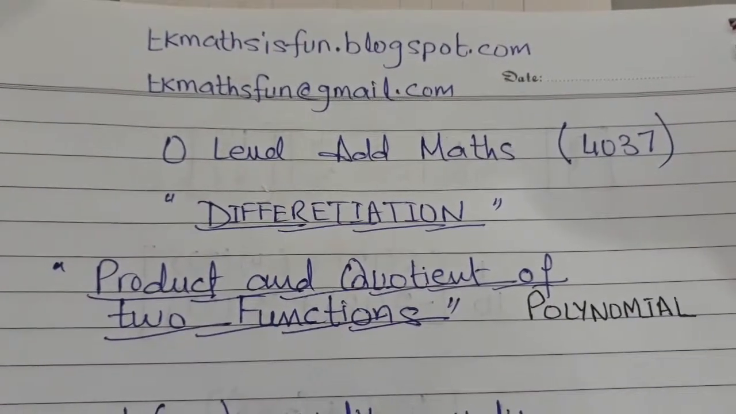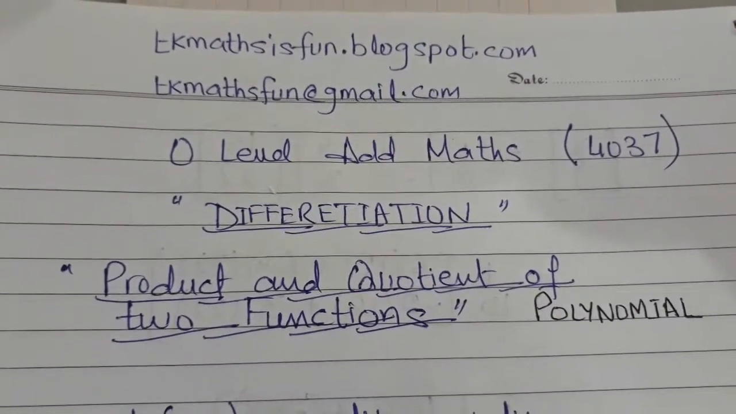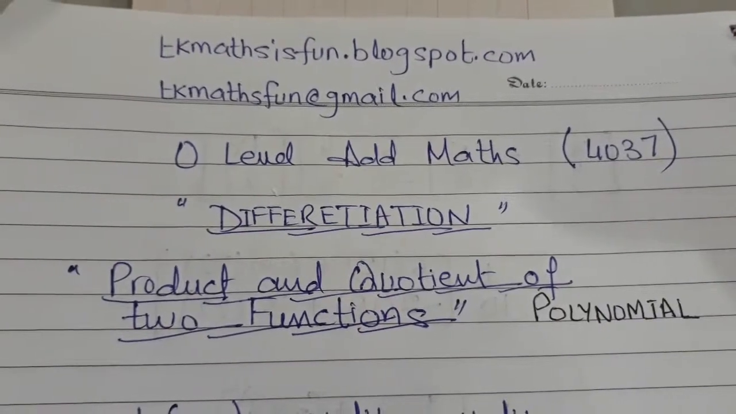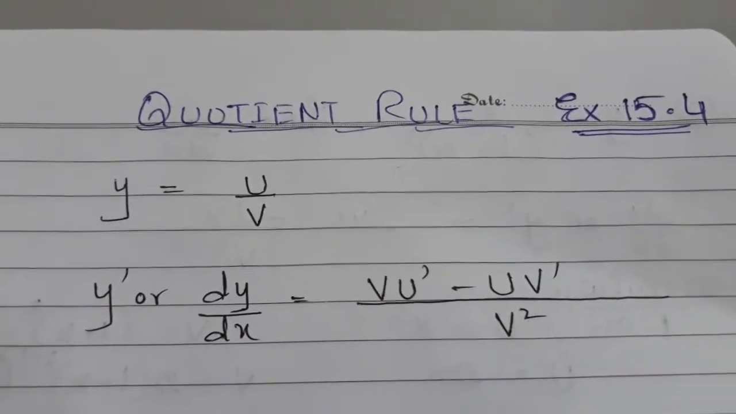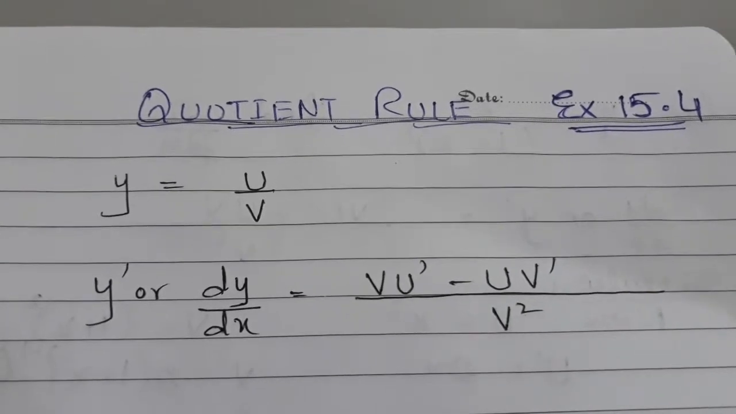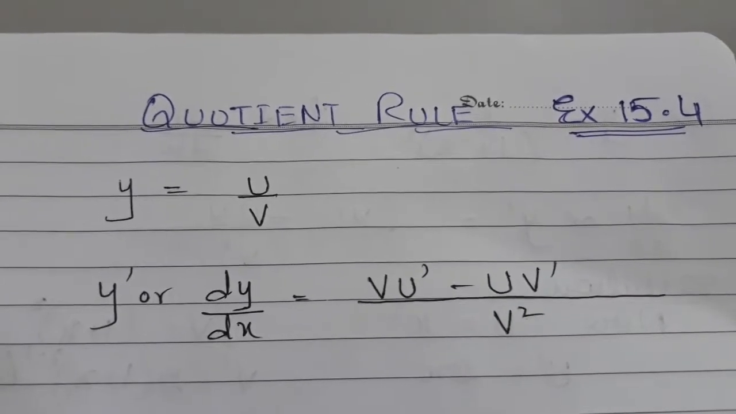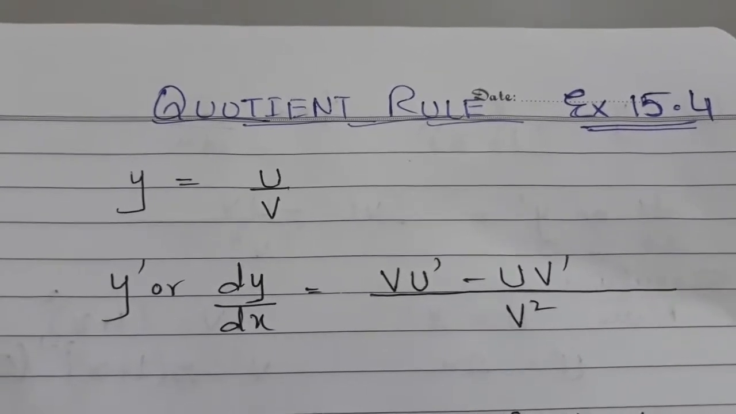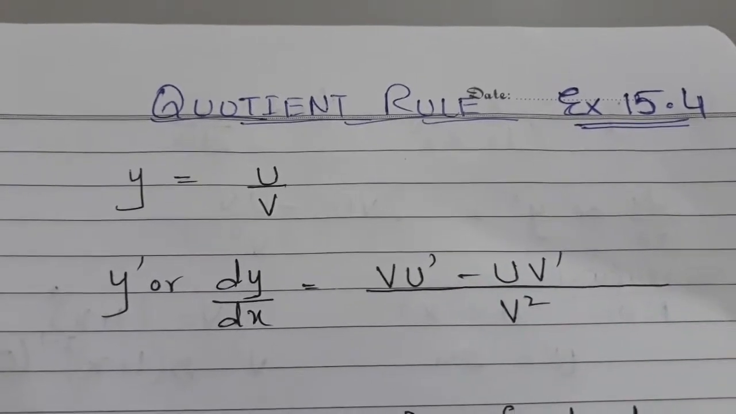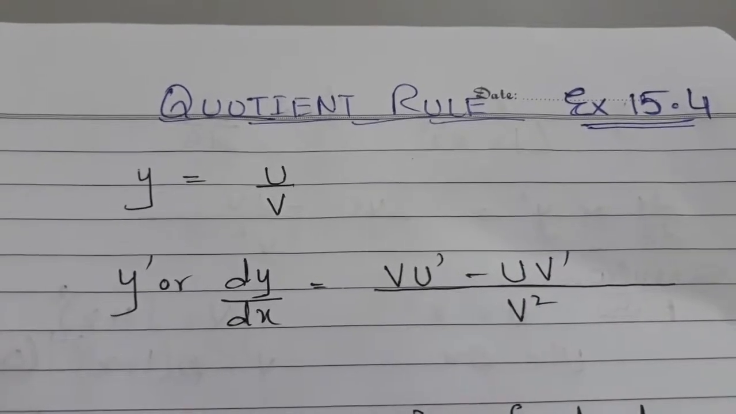So let's start the differentiation of the quotient of two functions of polynomials. I have taken 4 examples in this video from exercise 15.4 of the AdMaths book, which is used in most schools to cover the syllabus of additional mathematics.